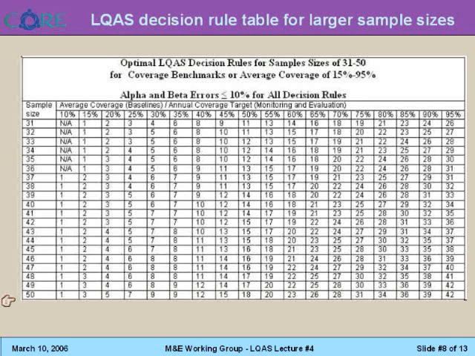For instance, from the previous summary table, we had an indicator that had an average coverage of 75% and a supervision area with a sample size of 43. Therefore, the decision rule is 27 as indicated from this table.